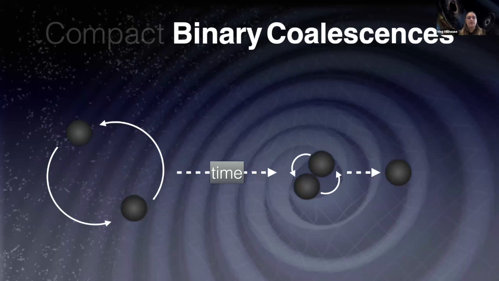So now that we talked about what the compact objects are, what is a binary coalescence? Hopefully the binary part is clear enough. It means there are two objects. And the coalescence means that they are spiraling in towards each other with a shrinking orbit, ultimately merging into a single object.